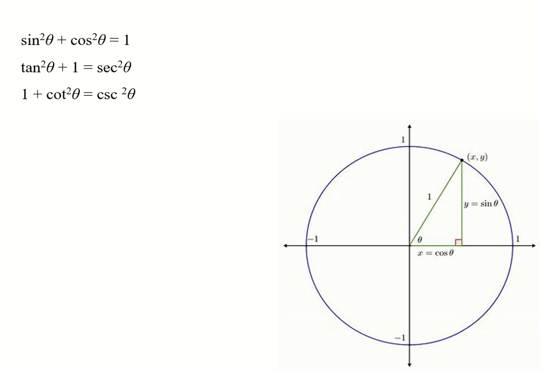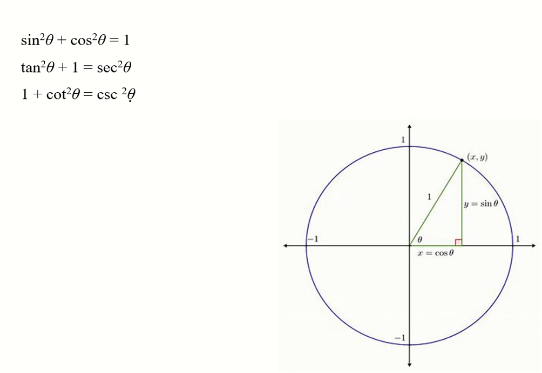Hello. Today I'll talk about the derivation of trigonometric identities, specifically the Pythagorean identities. That's sine theta squared plus cosine theta squared equals 1, tangent theta squared plus 1 equals secant theta squared, and 1 plus cotangent theta squared equals cosecant theta squared.